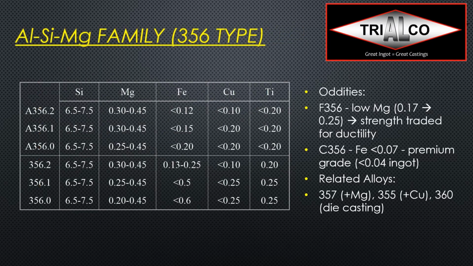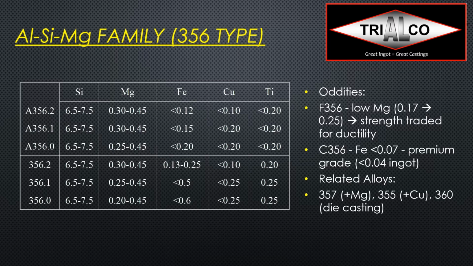Within the family, we distinguish between different types, and we learned in another webinar that the first to register an alloy will get a 3-digit number, and that in this case is 356. The .0 is the casting specification, .1 the ingot, and .2 the higher purity ingot version.